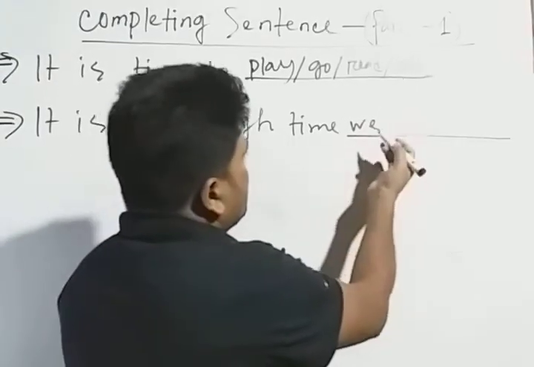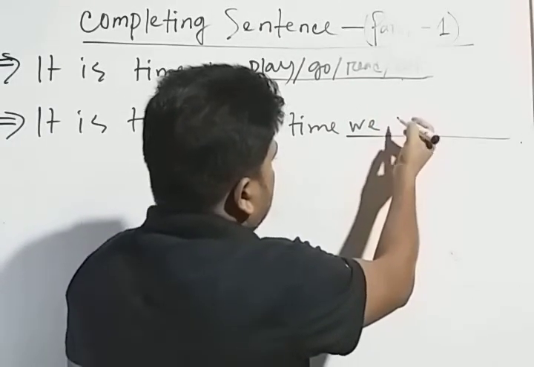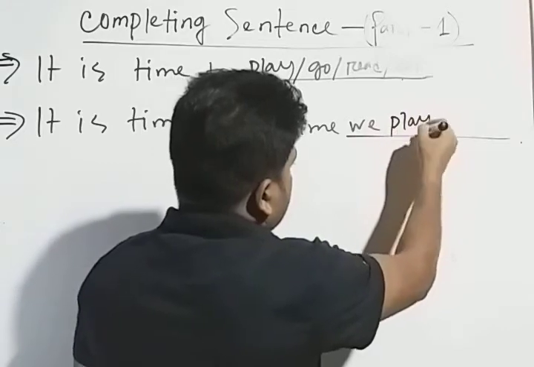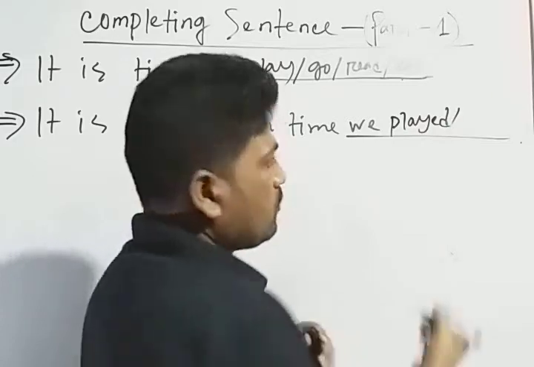Okay, we can use here play, but what is the past form of play? Played. We can use here go, but what is the past form of go? Went.